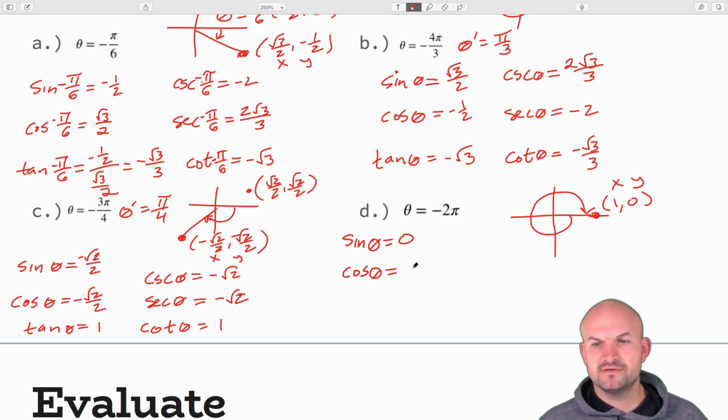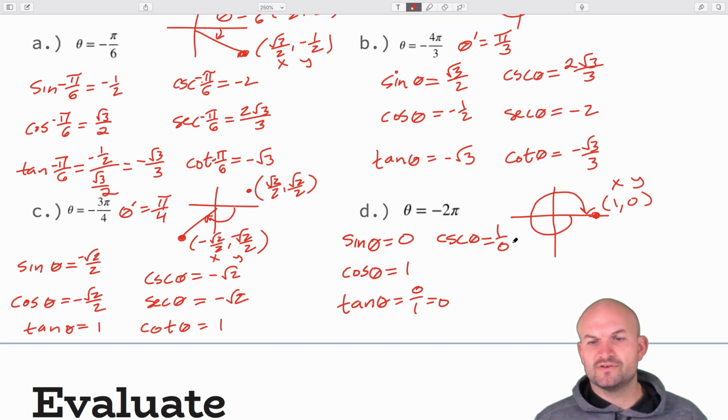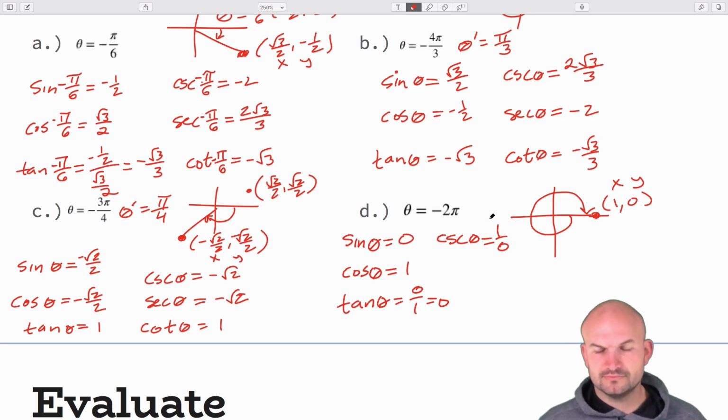The cosine of theta is going to be 1. The tangent of theta is 0 over 1, which is just 0. Let's see here. The cosecant of theta, which is 1 over 0, is undefined.